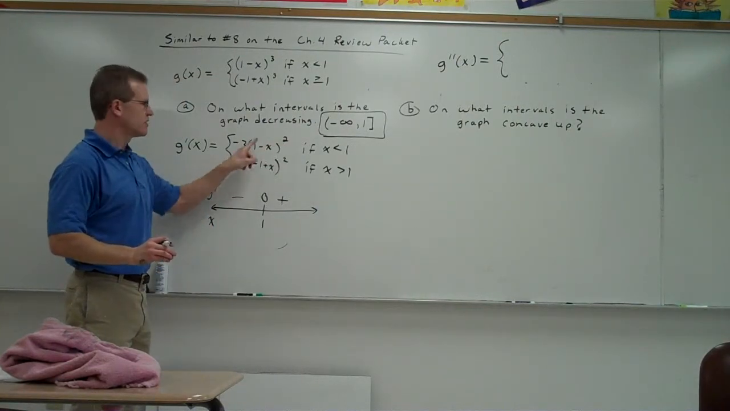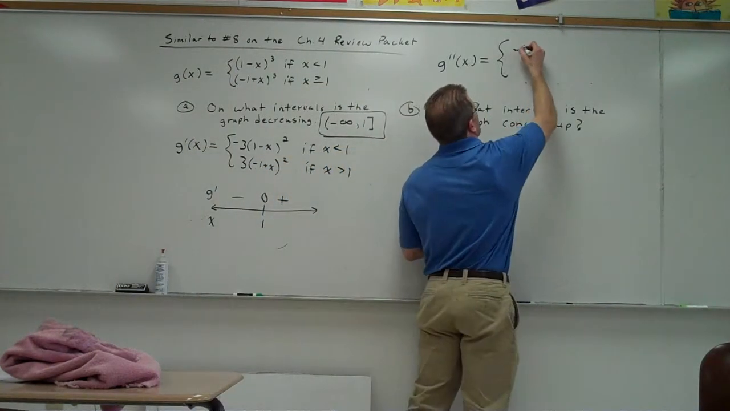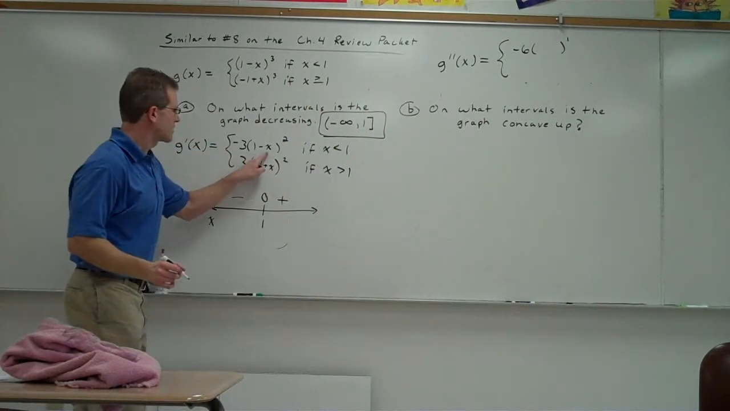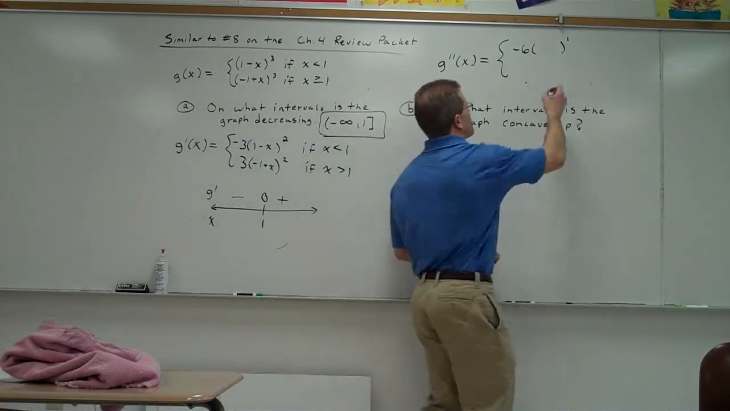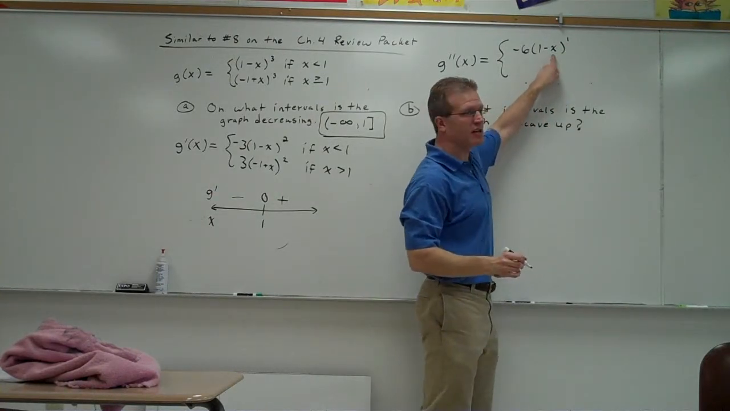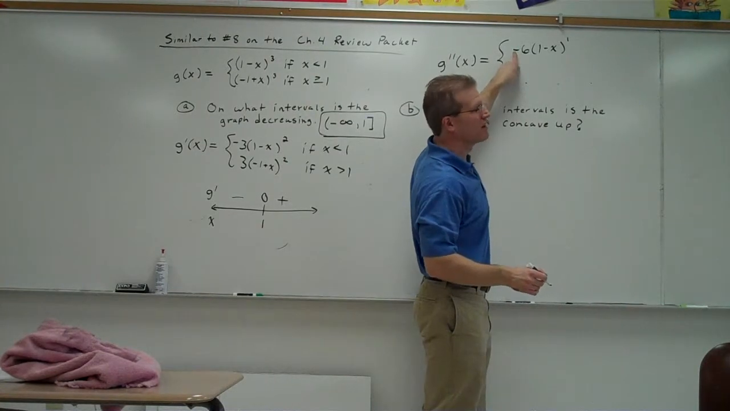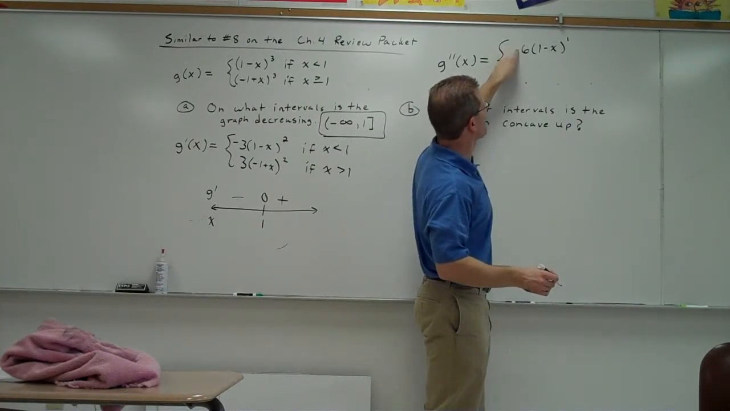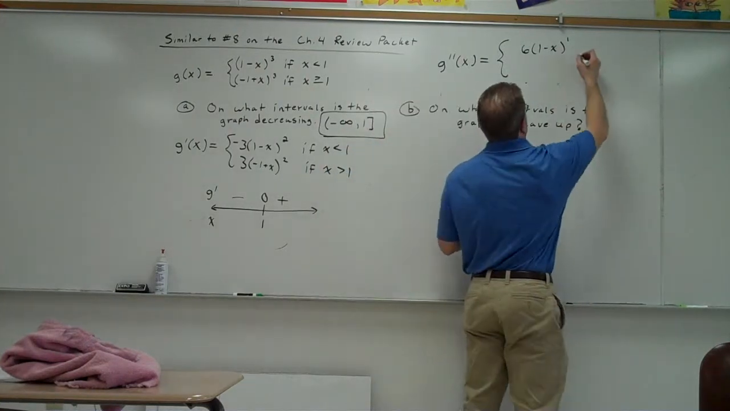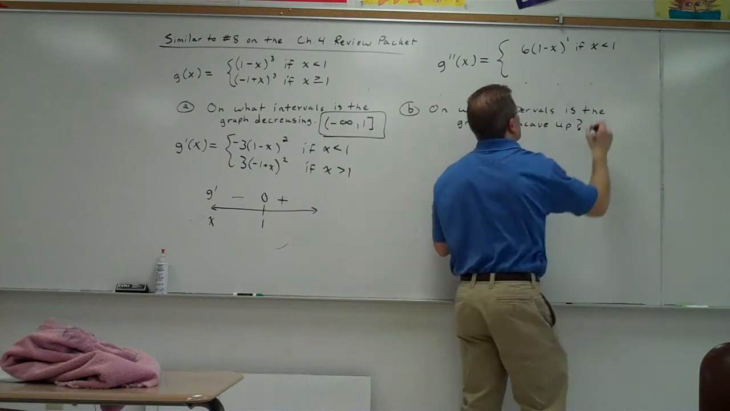I'll multiply by 2 times negative 3, which is negative 6. Take the exponent down to the first power. Copy down what's inside the expression, 1 minus x. And then by the chain rule, I have to multiply by the derivative of 1 minus x, which is what? Negative 1. So if I multiply by negative 1, that's going to make that negative 6 change back to positive. And that's if x is less than 1.